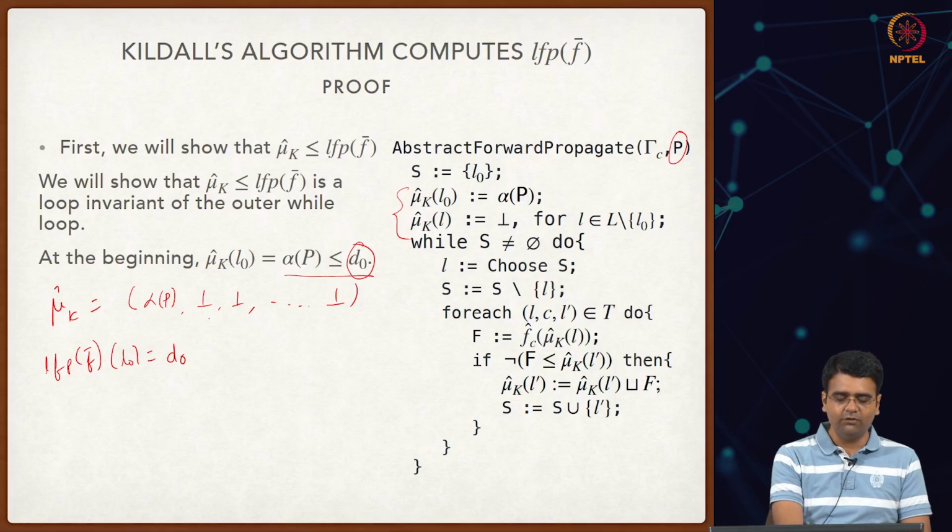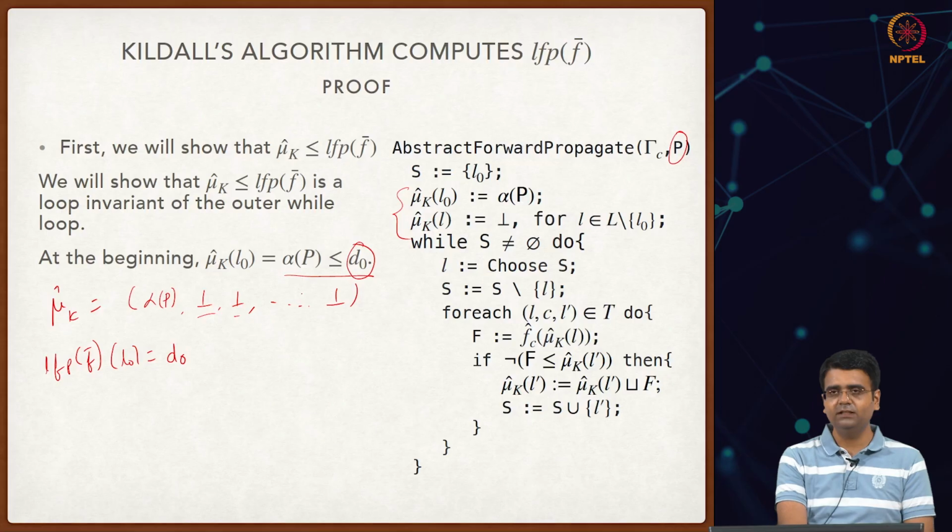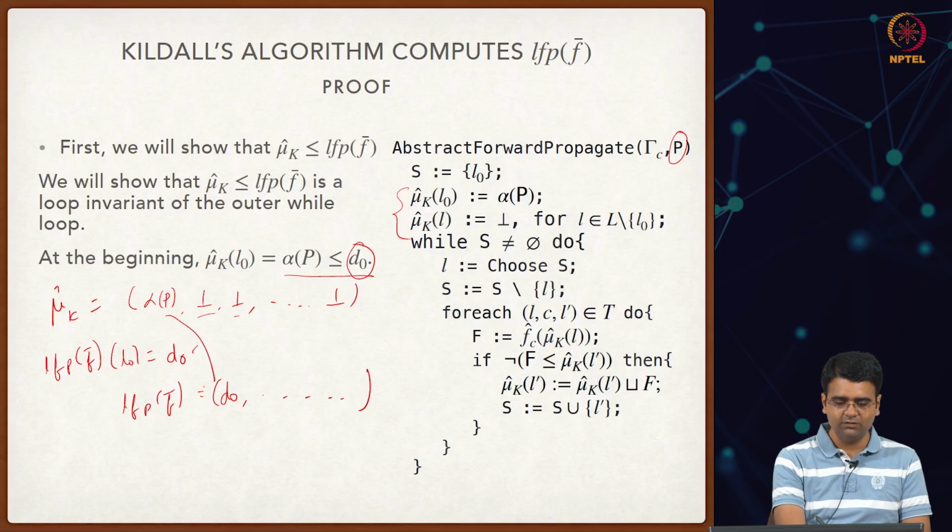And at every other location, LFP of f bar may have some value, but I know that bot is the minimum element, so it is guaranteed to be less than or equal to every other element in the lattice. So in other words, this particular element LFP of f bar is going to have d0 at the location L0 and some values, but alpha of p is less than or equal to d0, because this is how we have picked d0, and bot is less than or equal to every other element, because bot is the minimum element. So at the beginning, this mu hat k is less than or equal to LFP of f bar.